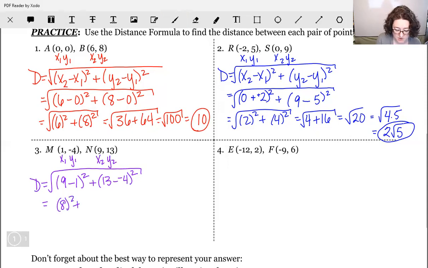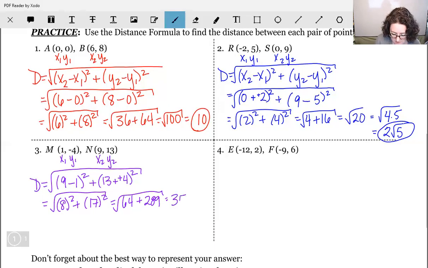13 minus -4 is really 13 plus a positive 4, so that's 17 squared. Again, 8 squared is 64. 17 squared is not one of those common ones that you might necessarily remember. That is 289. And so 64 plus 289 gives me 353. Wait a second, 353, I don't think that's a perfect square.